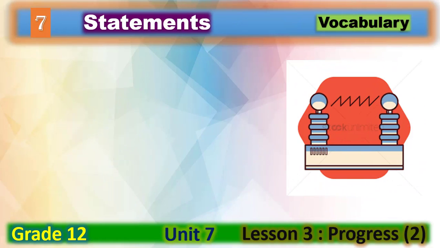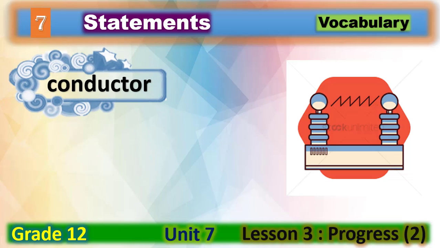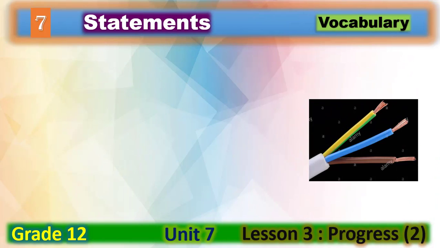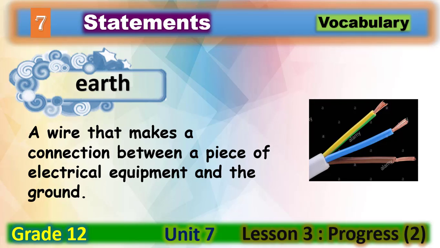The next word, can you guess it? Conductor. Yeah, it's a substance that allows heat or electricity to go through it. Next, earth: a wire that makes a connection between a piece of electrical equipment and the ground.